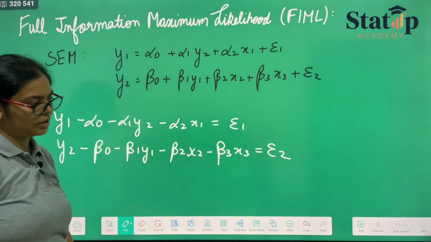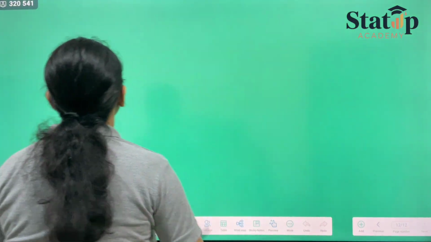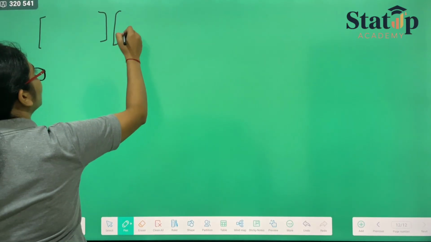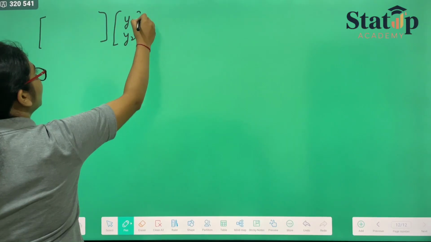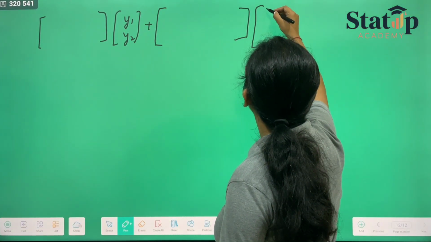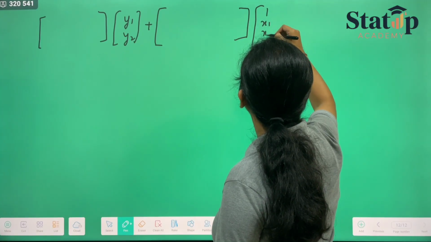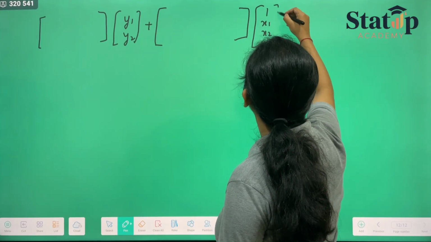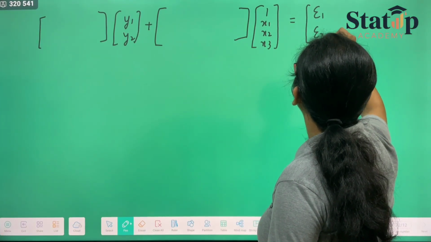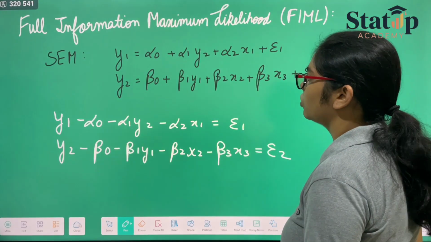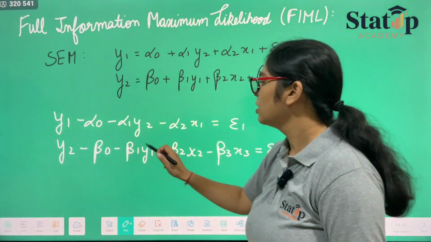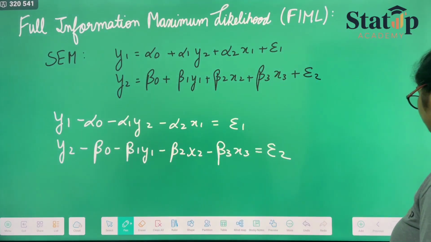Now we can write this model in terms of matrices. First matrix is of y1 and y2, and second matrix is of 1, x1, x2, x3, and third one is of error. So what are the coefficients of y1 and y2? 1, minus alpha 1, 1, minus beta 1.